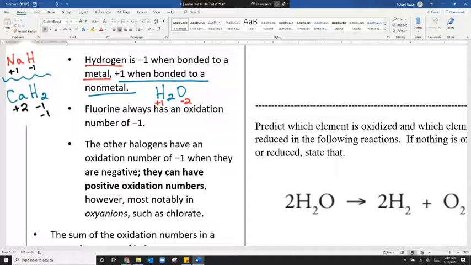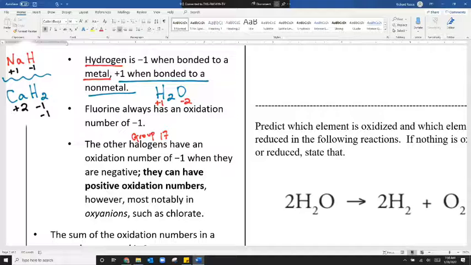The reason these rules are important is because these rules are going to help us find the oxidation number of other elements like iron or like lead. Like we said, you might have to figure out what it's bonded to. So if you know fluorine's always -1, that's going to be a helpful rule. The other halogens, remember halogens, guys, are group 17. Those other halogens have an oxidation number of -1, like they're supposed to when they are negative.